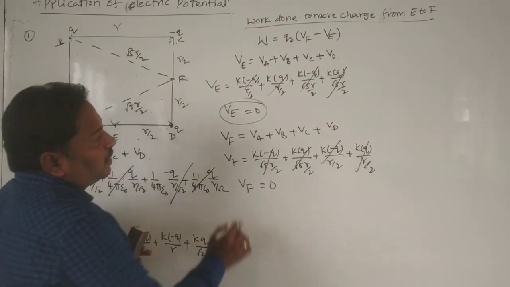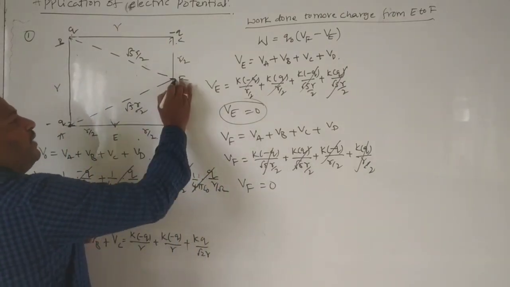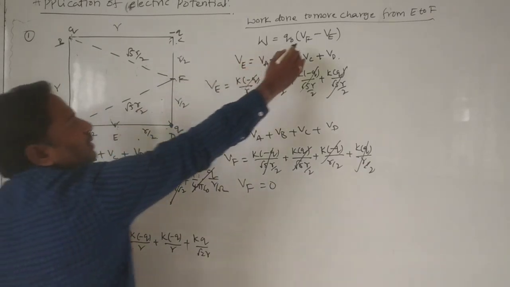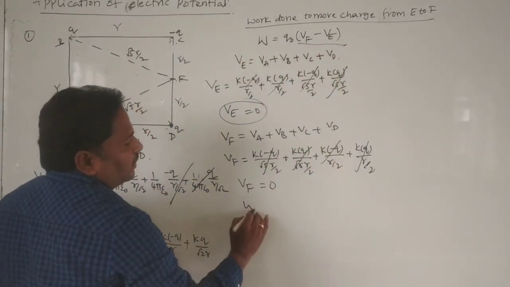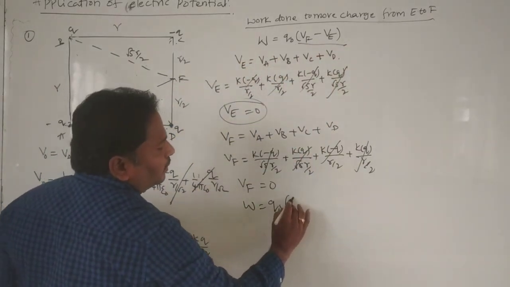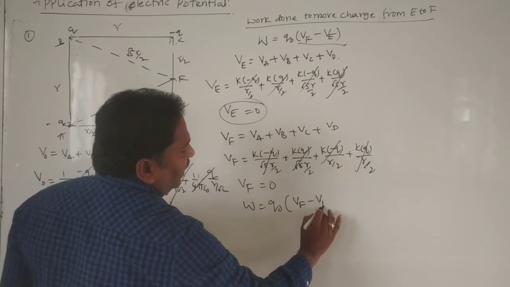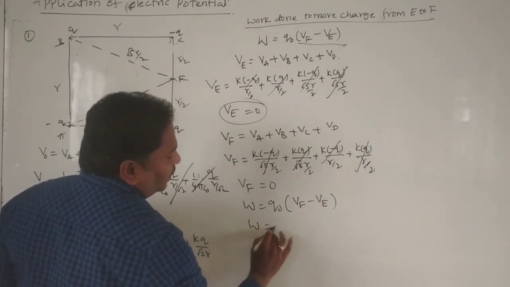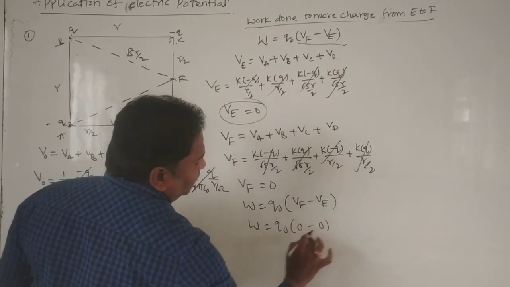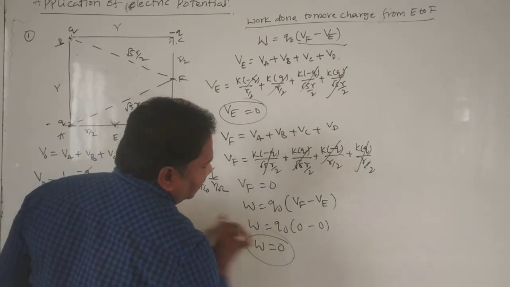Now what is the work done by the charge moving from E to F? The work done is equal to Q naught into Vf minus VE, so W is equal to Q naught into 0 minus 0. So we get the answer 0.